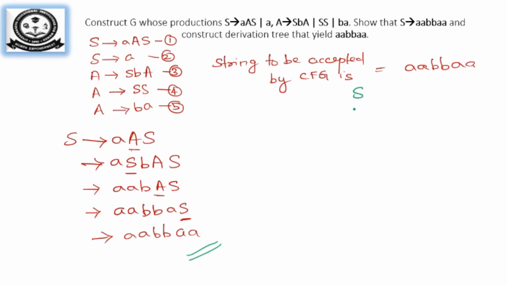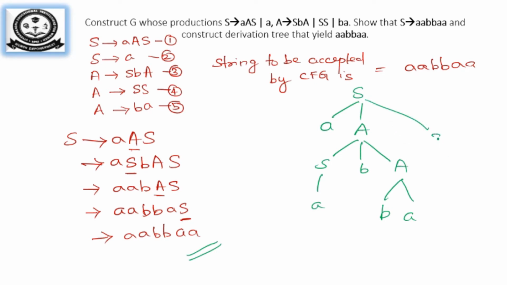So starting from S, you have derived A, capital A, then S, and for A we have substituted SBS. So S, B, again A. Now for this S I have already substituted A, and for this A I have substituted BA, and finally for the S I have substituted A over here. So I'll draw like this, S A.